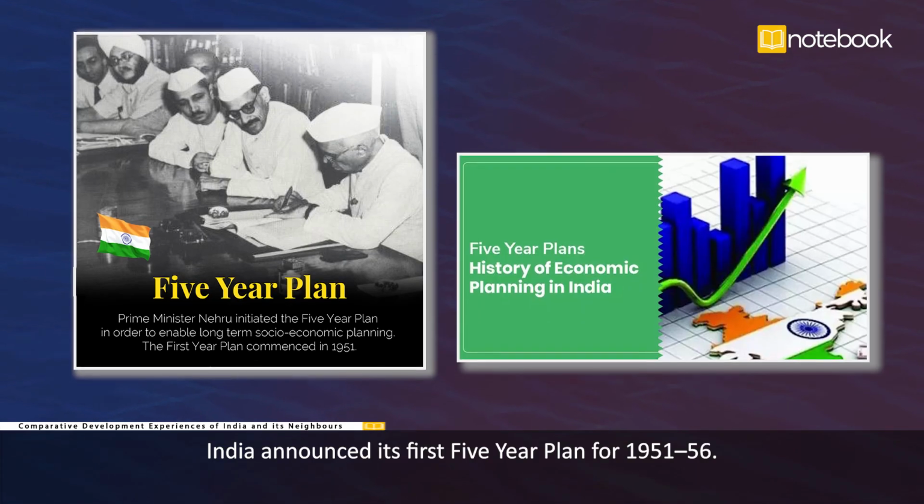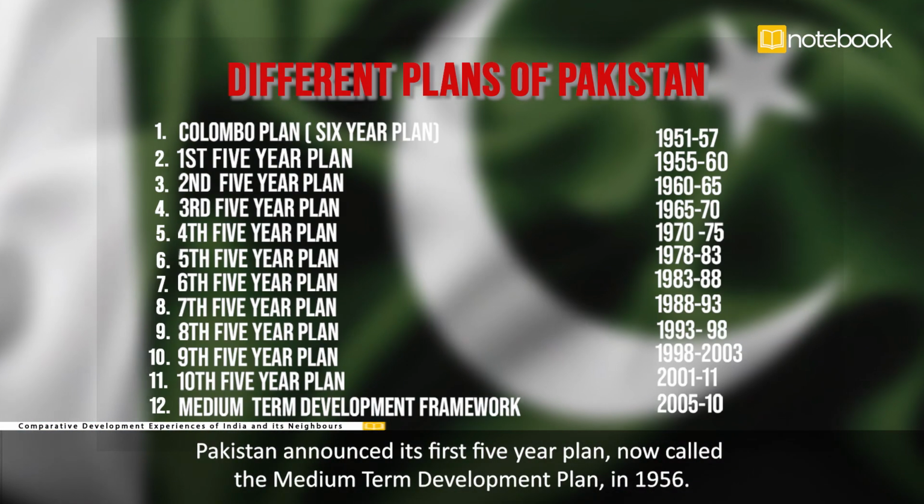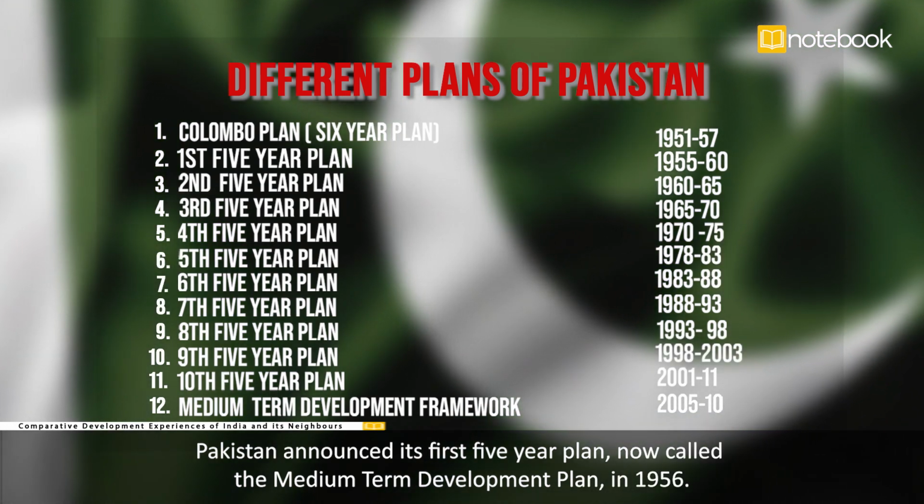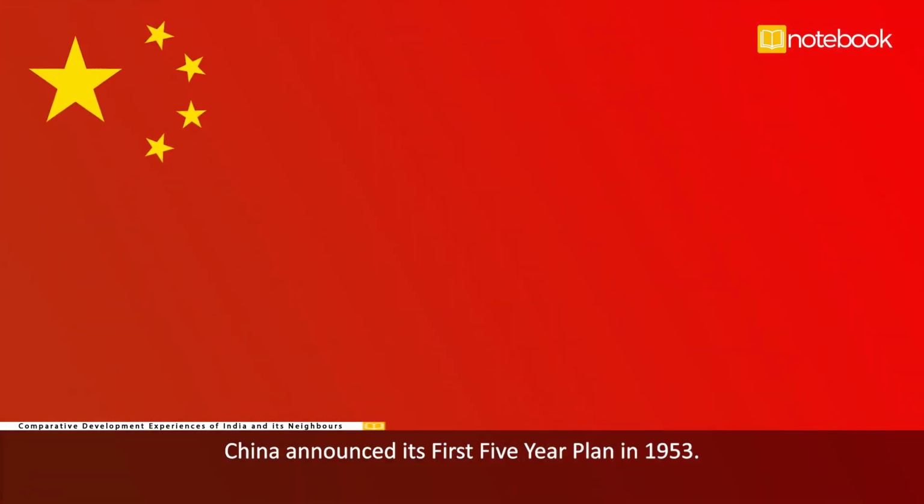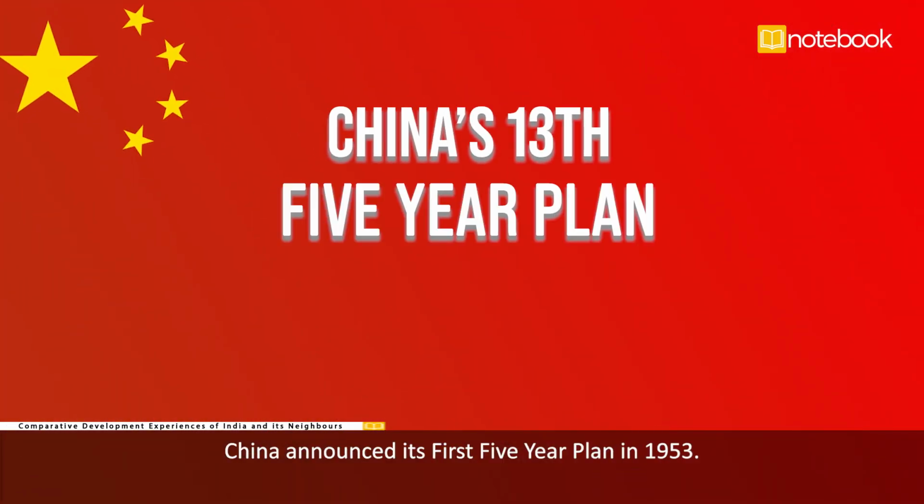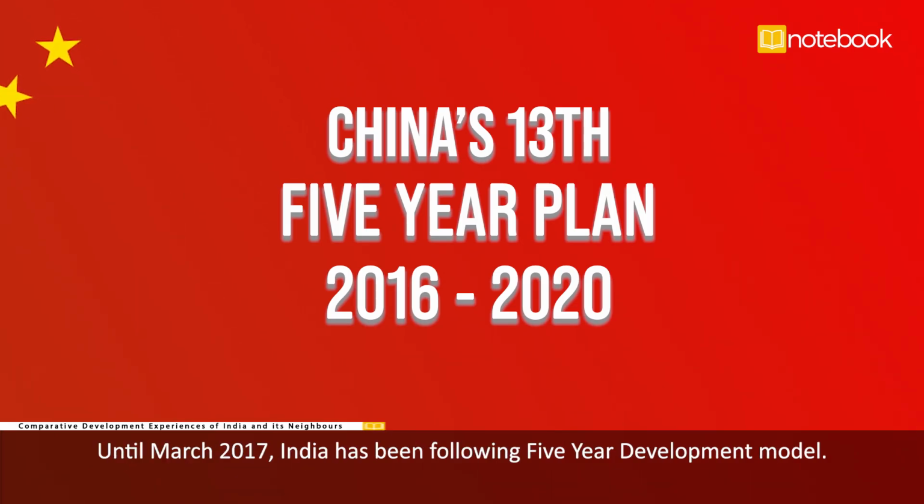India announced its first 5-year plan for 1951 to 56. Pakistan announced its first 5-year plan, now called the Medium Term Development Plan, in 1956. China announced its first 5-year plan in 1953. Since 2013, Pakistan is working on the basis of the 11th 5-year plan, 2013-18, whereas China is now working on the 13th 5-year plan, 2016-20. Until March 2017, India has been following the 5-year development model.